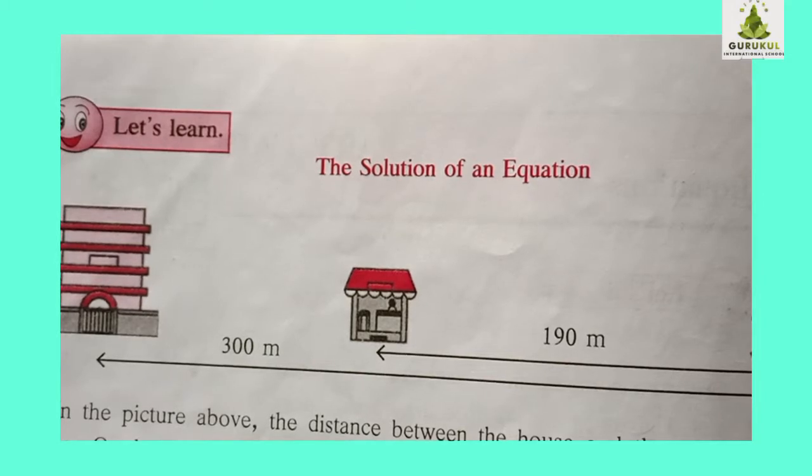Now in the previous video we have studied how to balance the left hand side and right hand side of the equation. Now in this video let's write a variable. You will come to know what variables are, and how to write an equation.